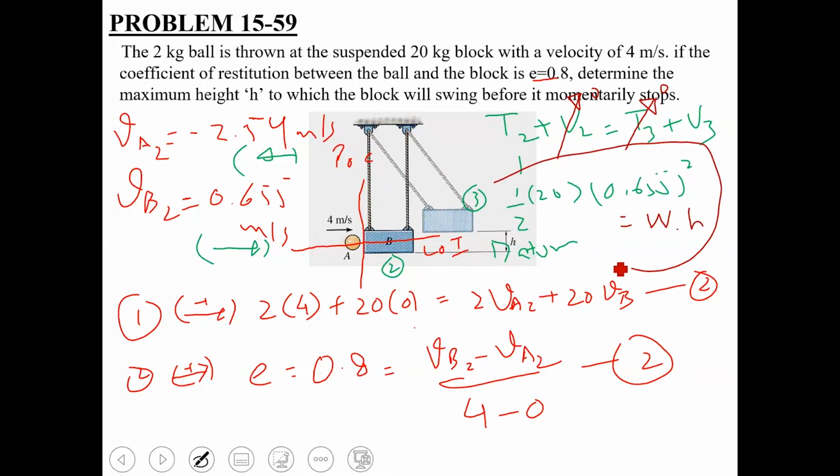From this equation, the only unknown quantity is h. Once you solve it, the value of h comes out to be 0.0218 meters. So this is the height attained by this block B as a result of this collision. At position 3, the block would be momentarily at rest and then it is going to swing back again. Any query regarding this central impact problem?